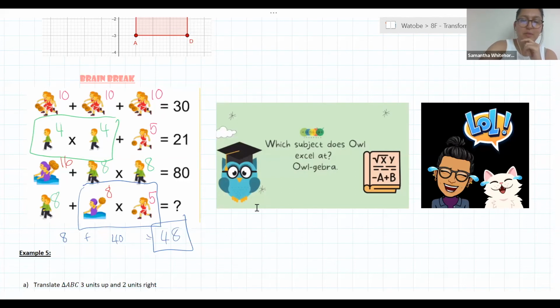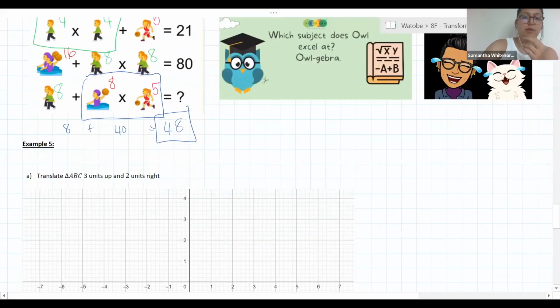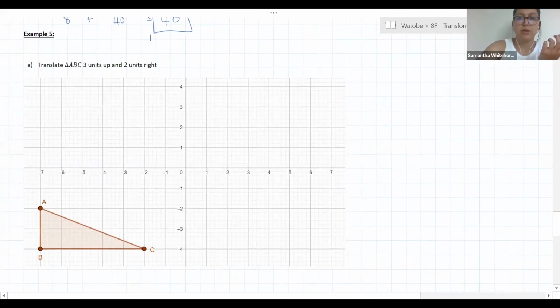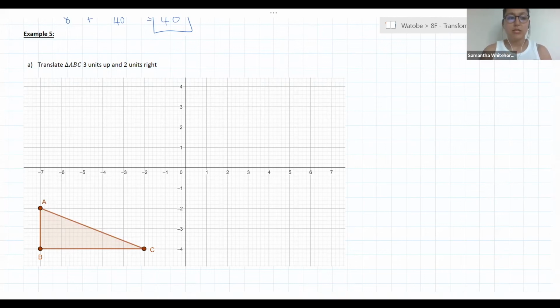Alrighty, guys. So I'm going to go to this next example here because Matthew had asked it, and it is a really important thing that we need to cover. So don't stress about the other ones. We're going to get to those. What we need to be able to do with translations is know how to combine translations. So move up and right or down and left or whatever the case is.